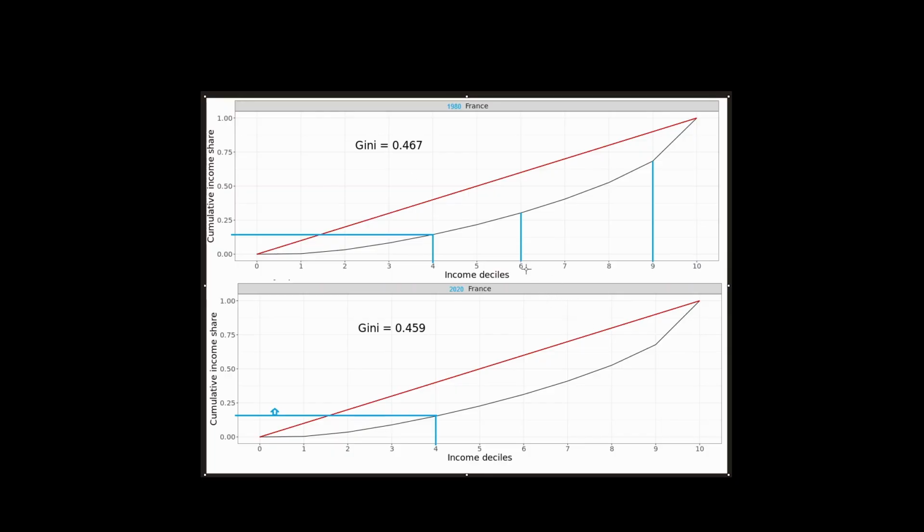What about the 60th percentile? Well, in France, we see that the bottom 60% of income earners were earning, I'd say, close to 30% of income altogether. Fast forward to 2020, and these bottom 60% are now earning, I would still say, about the same. So we haven't seen this erosion, or at least not to the same degree in France as we have in Canada and the US.